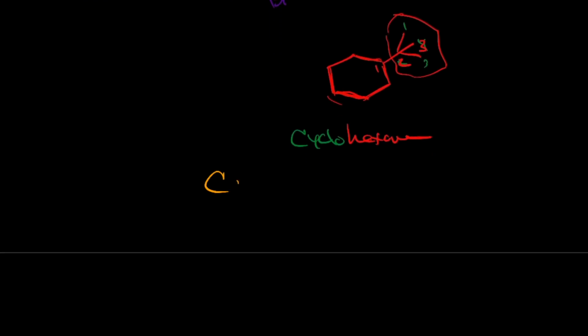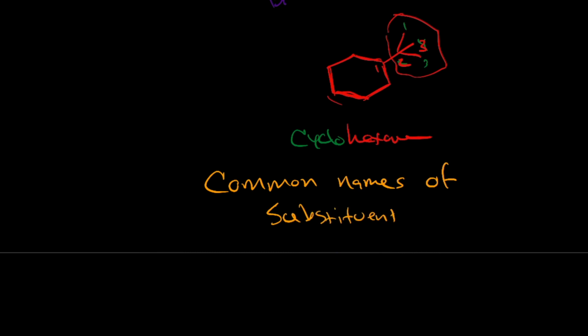And the common names of substituents. All right, so for now, and this will be true for a lot of compounds, but let's just say substituents off of a cyclic system. So we're going to stay with cyclohexane.